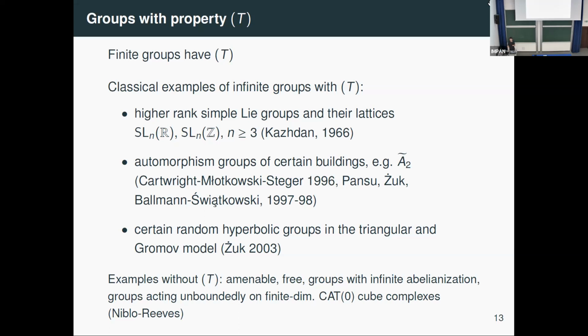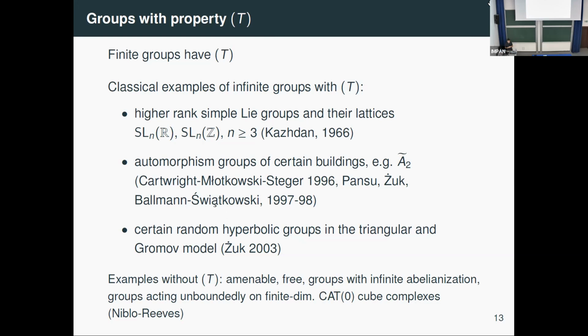And then there are three classes of infinite groups with property T. In a way, property T is a form of compactness for the group in the right setting. So that's why finite groups having it, even though it's trivial, should be seen as some sort of motivation. The classical examples are the high rank simple Lie groups and their lattices, due to Kazhdan originally. What Kazhdan uses is the algebraic structure of the Lie group together with the knowledge of the representation theory of the Lie group, because in those cases, you actually do know a little bit more about both the structure of the group and the representation. So that's what he used.